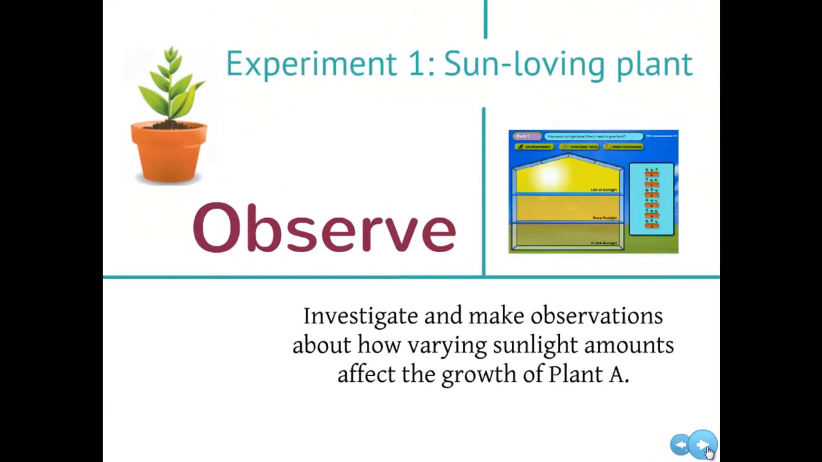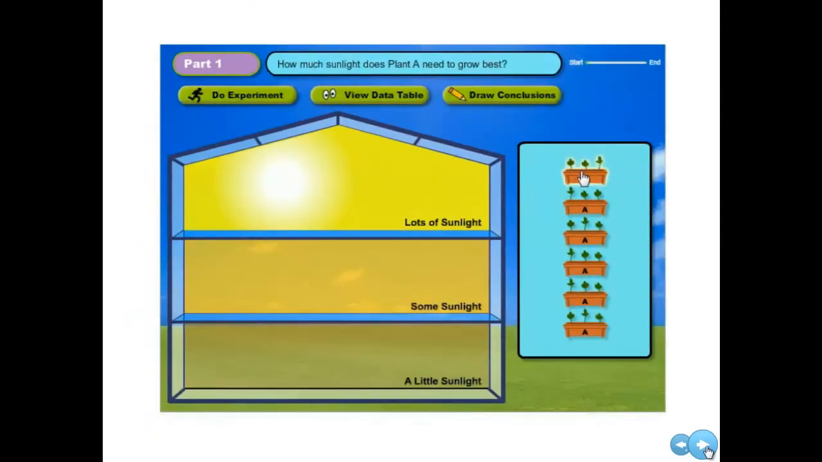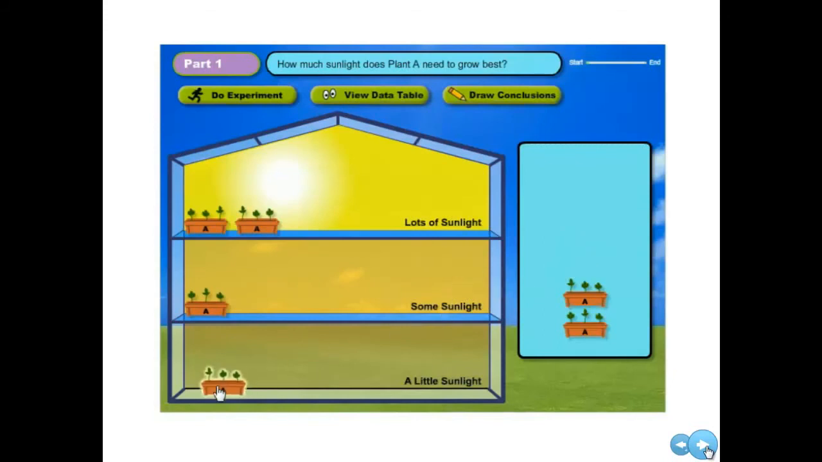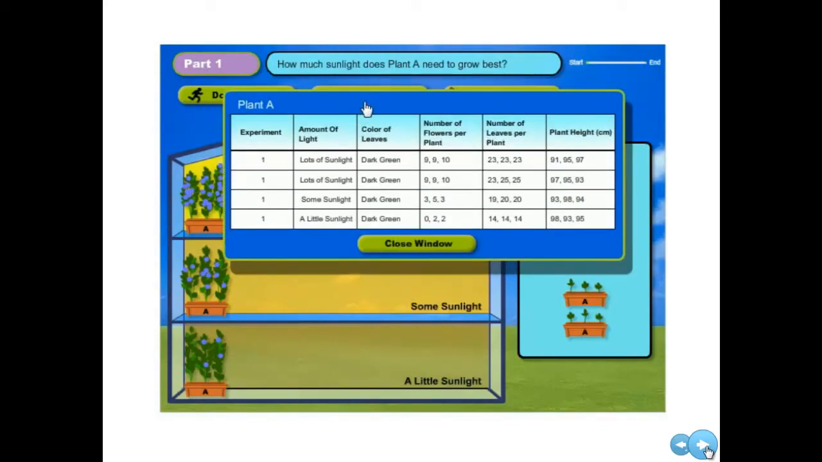Next, students were tasked with performing the experiment and making observations about the outcomes. This video depicts a student performing the experiment in which they observe how plant A's growth is affected by various amounts of sunlight. Students placed plant A in differing amounts of sunlight and observed how many flowers and leaves grew. They were able to see the growth results in the data table at the top of the screen, observing how the amount of sunlight corresponded to the growth of plant A.